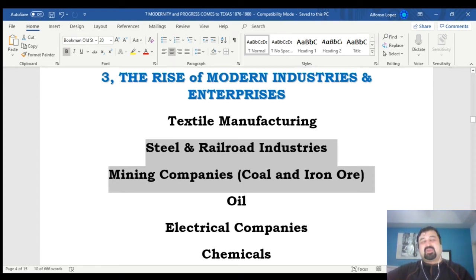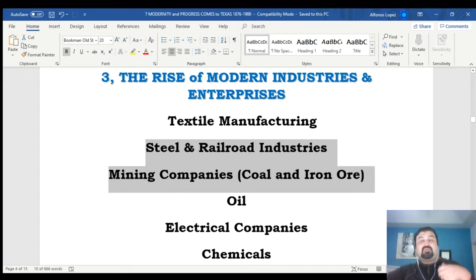So again, this is part of the Second Industrial Revolution. After the Civil War, there's a second wave of industrialization, and we're going to see the rise of new industries like the steel and railroad industries. And with it, when we talk about steel and railroad industries, we do have to talk about mining, because they go hand in hand. Because in order to manufacture steel, you need to smelt the iron ore. And to smelt the iron ore, we will require coal.